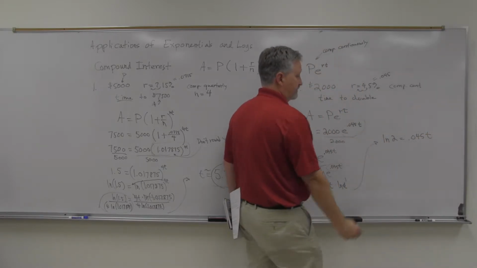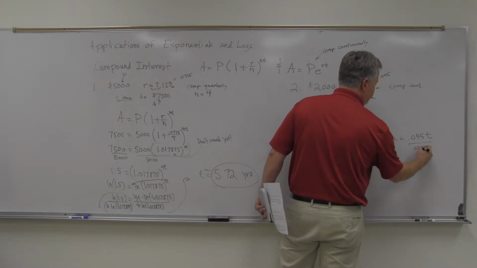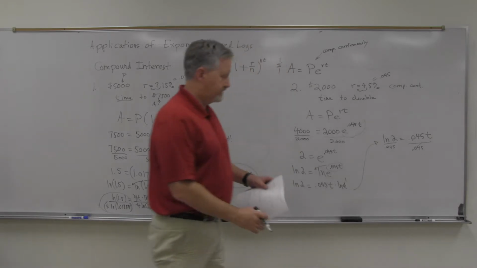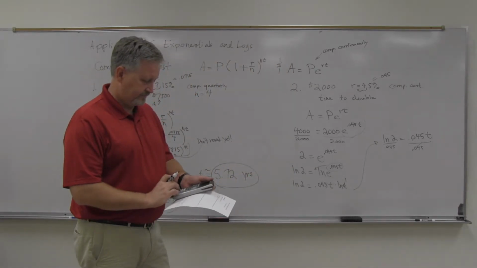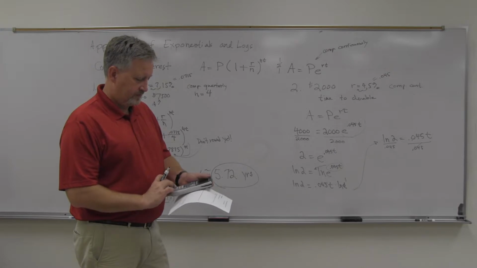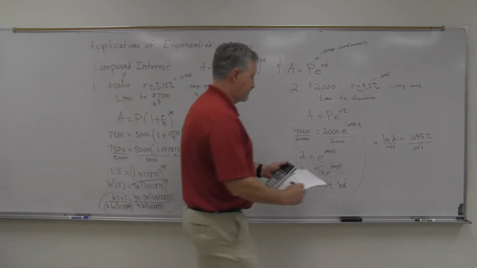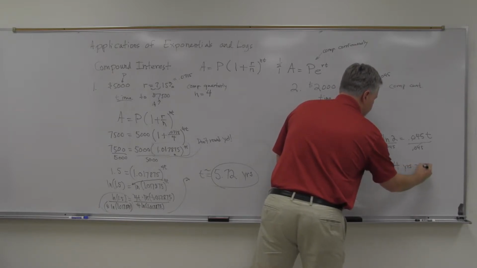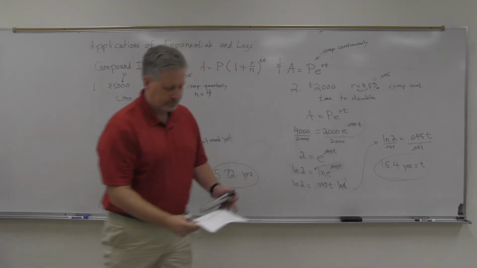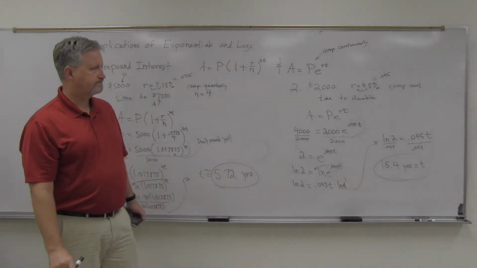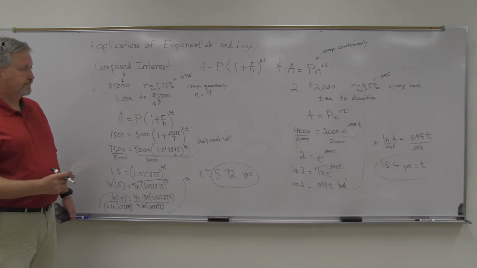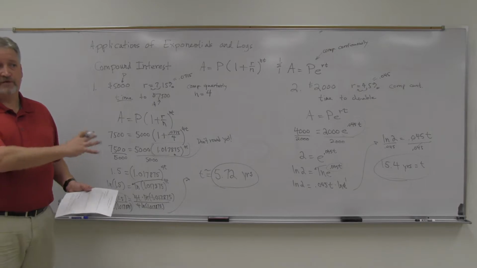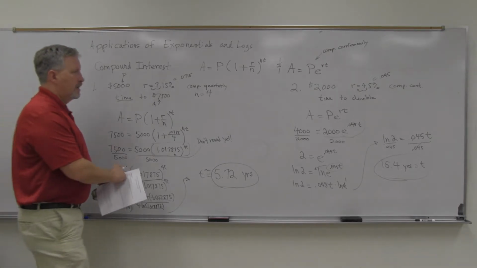And so to get t, all I have to do is divide by the 0.045. ln of 2 divided by 0.045 should be about 15.4 years. What did you use? Okay? Is that okay? Look right? Do we agree? Okay with that? Okay.